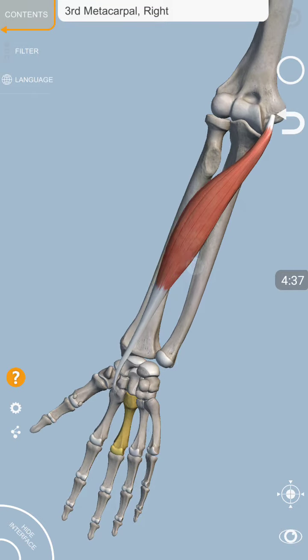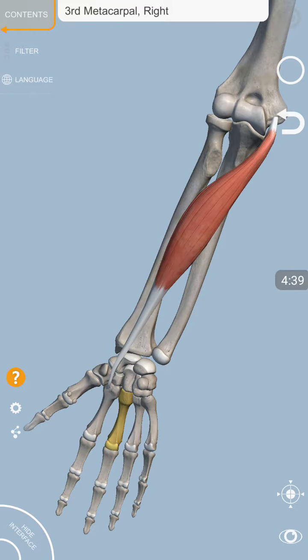So this was my mnemonic for the flexor carpi radialis. This second slip you can see in your Netter's atlas.